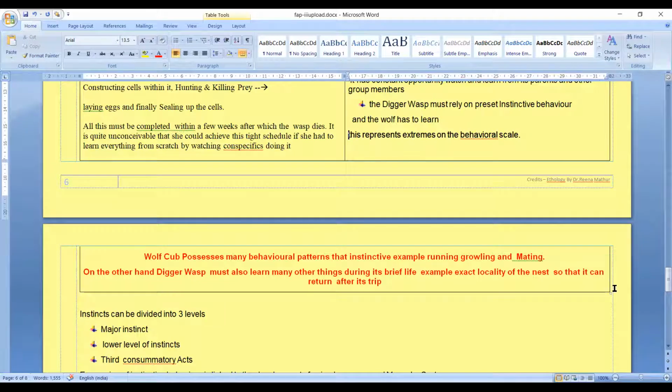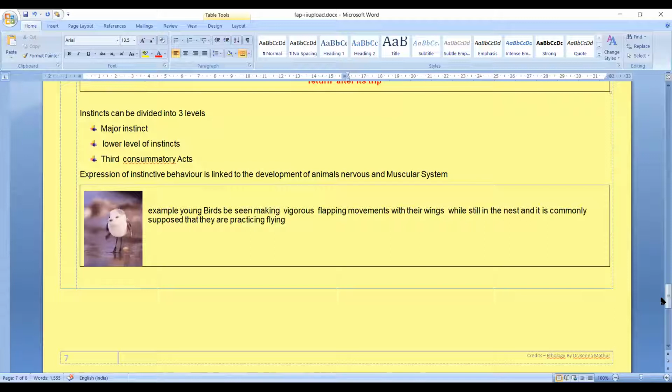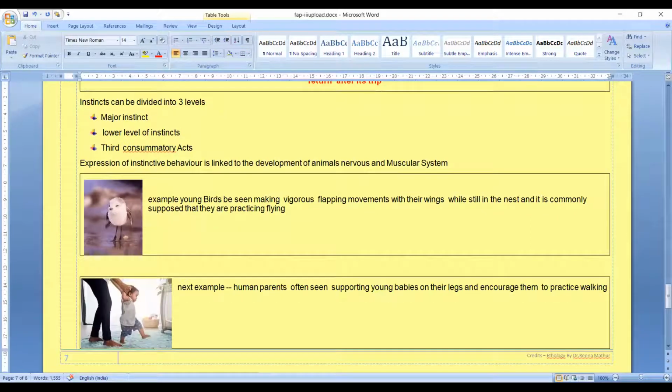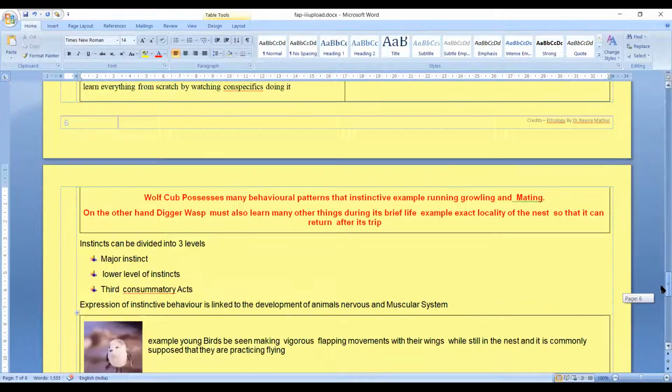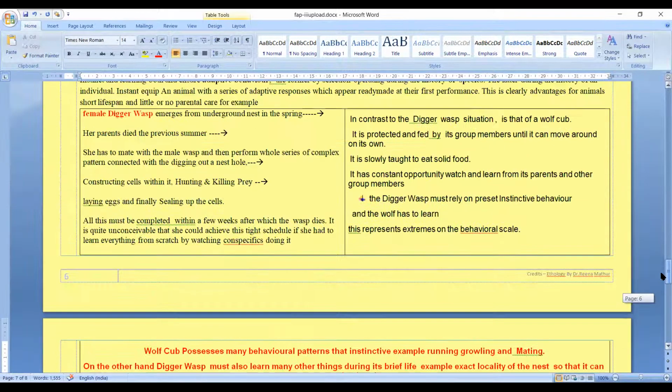So we see that instincts can be divided into three levels: major instinct, lower level of instincts, and third, the consummatory acts, the final acts. The expression of the instinctive behavior is linked to the development of the animal's nervous and muscular system. Now we will see this example, the female digger wasp.